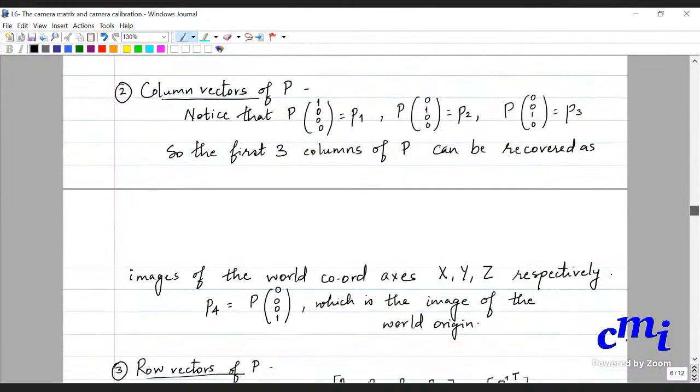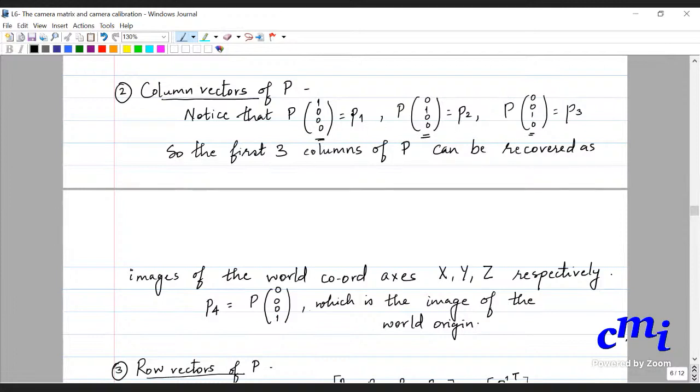Now, you can give a geometric interpretation to the column vectors of P. They have a geometric meaning as particular image points. For this we notice the following. If you apply your matrix P to the vector (1, 0, 0, 0), you end up with the first column of P. And so on: if you apply P to the next vector, you end up with the second column, and then the third column. But what are these points you are applying P to?